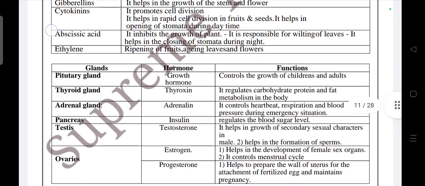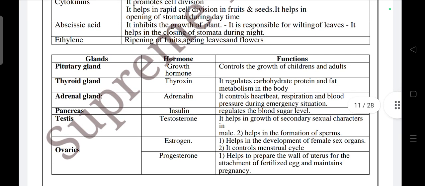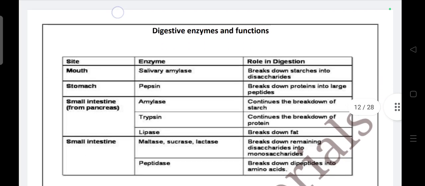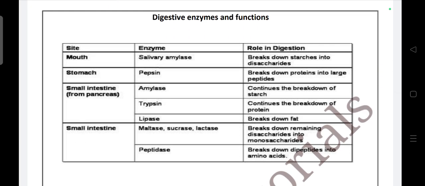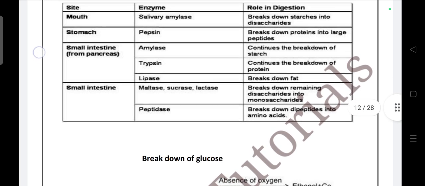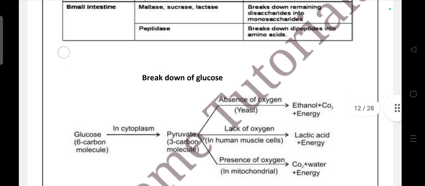Glands: the pituitary gland, which hormones it produces, and then their functions; thyroid gland, adrenal gland, pancreas, testes and ovaries. Next, the mouth, which enzyme it produces and its role in digestion. Stomach, small intestine, from pancreas and small intestine. Breakdown of glucose.